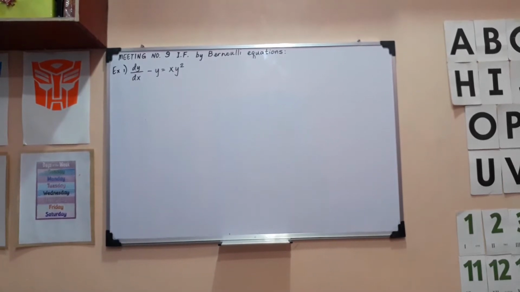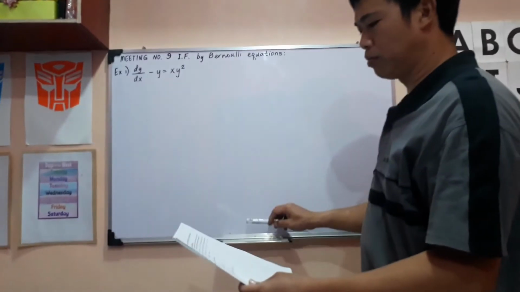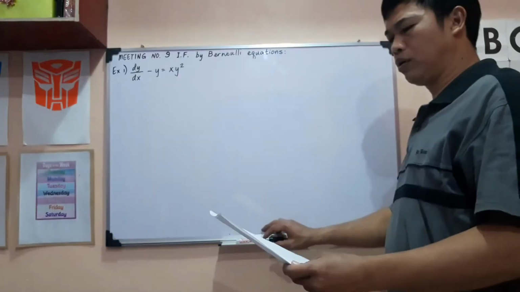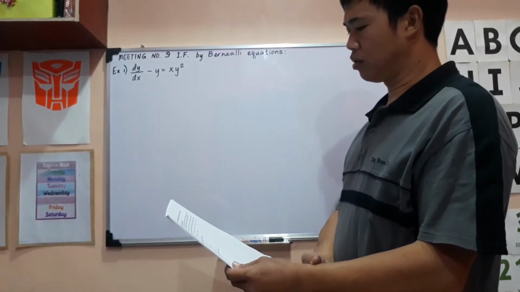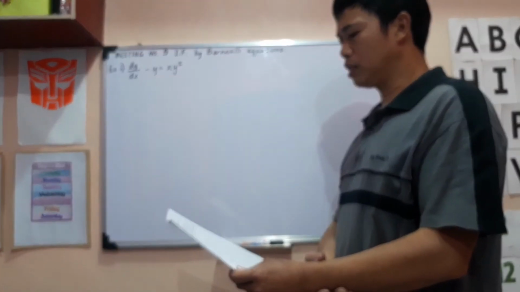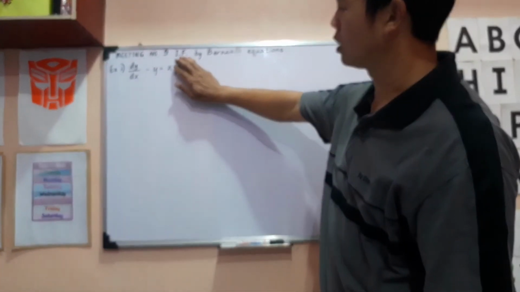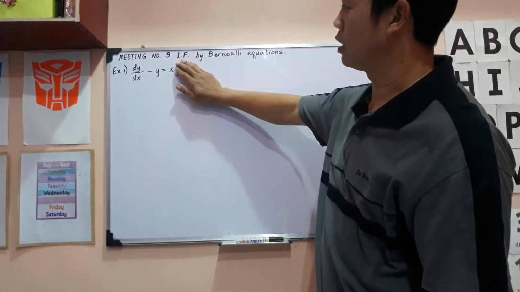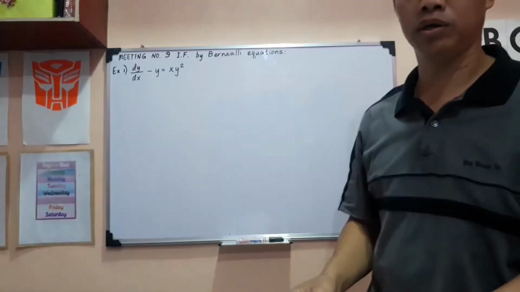Our meeting number 9 is integrating factor by Bernoulli equations. So let's read. Integrating factor by Bernoulli equations. Bernoulli equations is a generalized case of the linear form. So Bernoulli contains a certain expression in terms of the dependent variables which make it distinct from the linear form. So guys, in our example 1, without this y square, that is linear in y. So the linear form is a special case of our Bernoulli equations.